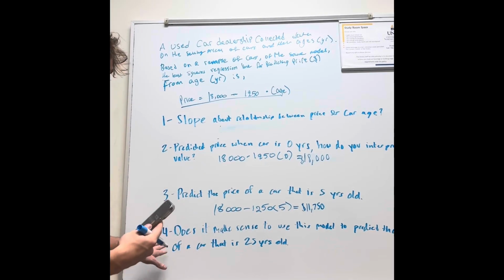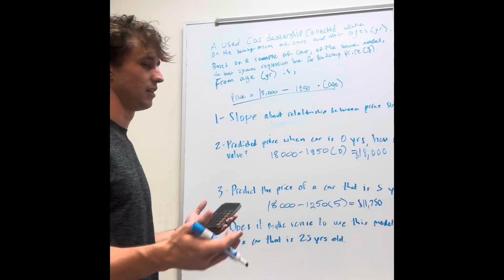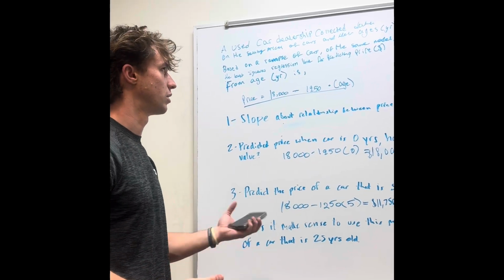So that's for three. And the last one, number four, does it make sense to use this model to predict the price of a car that's 25 years old? Yes, because it's going to depreciate over time, so it works for the equation.